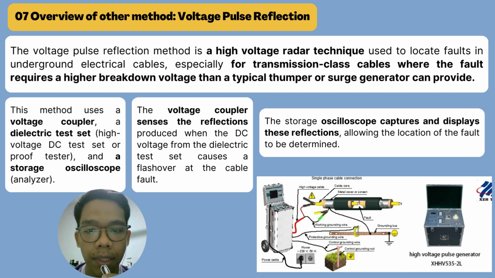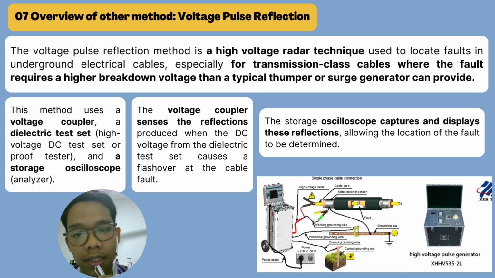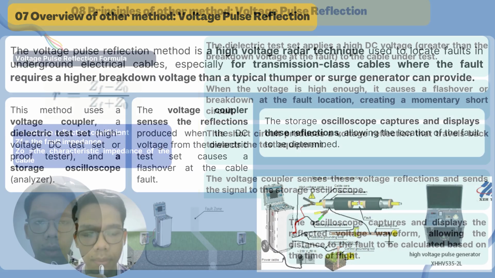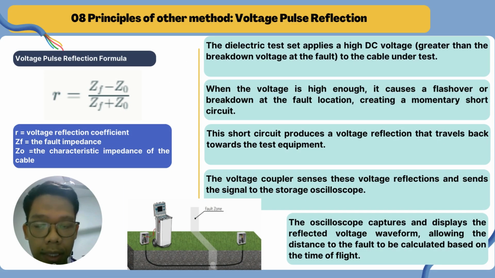So the voltage coupler senses the reflection that is produced when the DC voltage from the dielectric test set causes a flashover at the cable fault. So the storage oscilloscope captures and displays this reflection, allowing the location of the fault to be determined. So this figure illustrates the voltage pulse reflection. So how does the voltage pulse reflection operate?